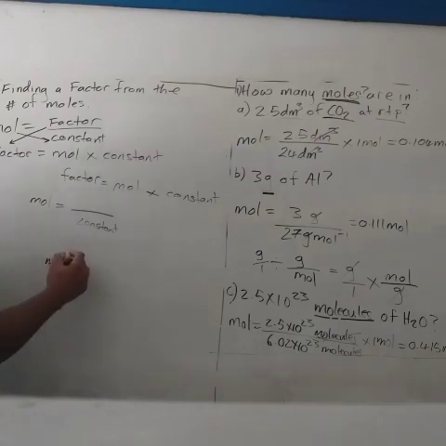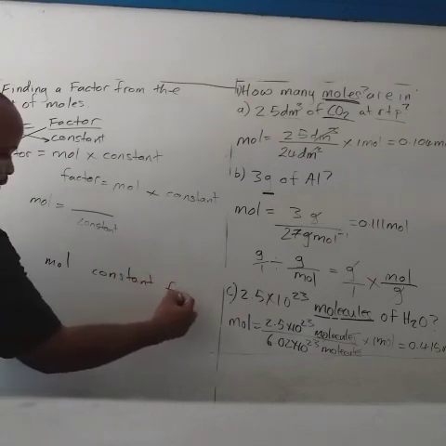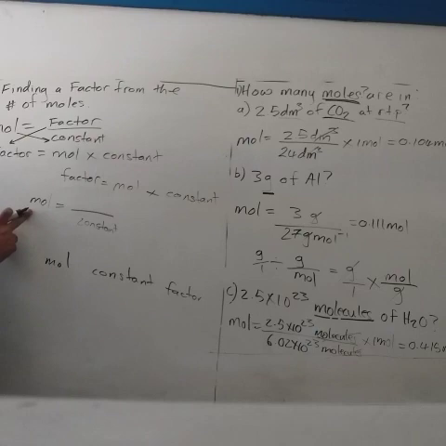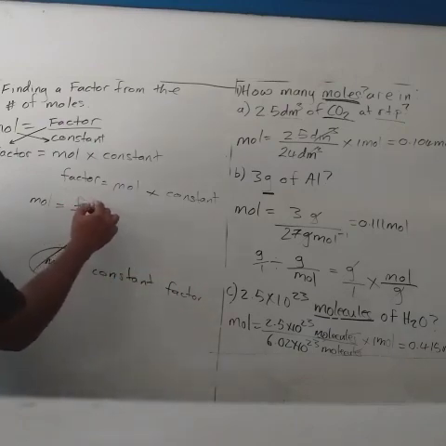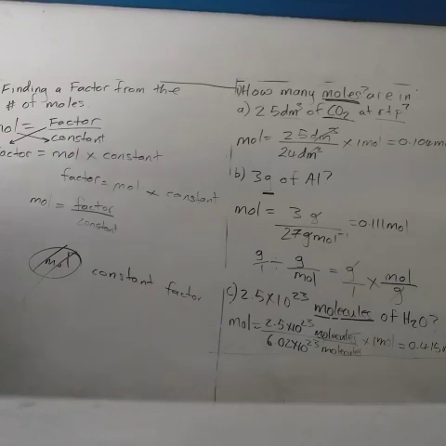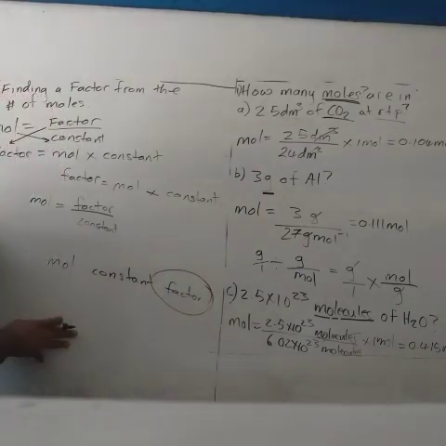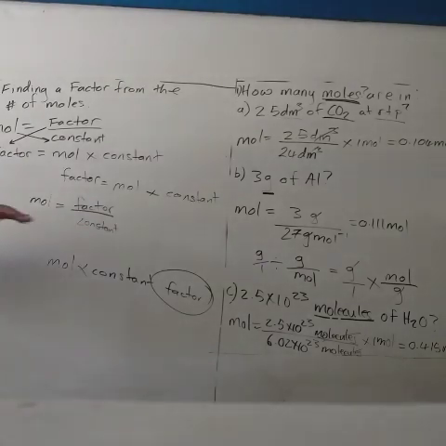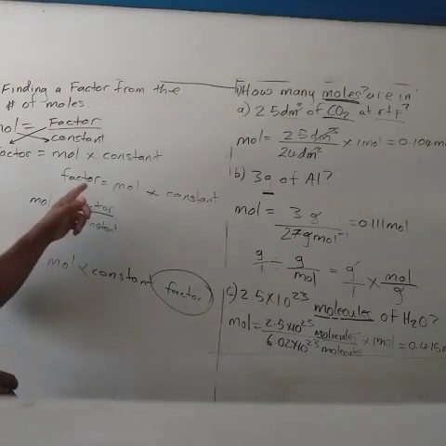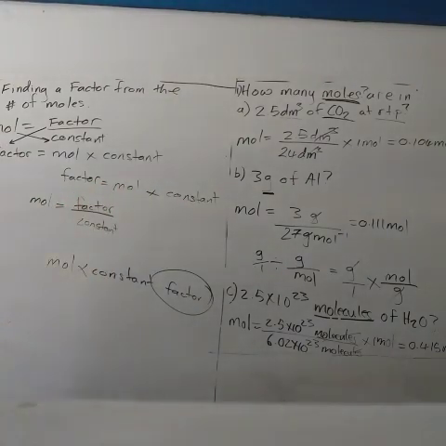So you have three things: mole, constant, and factor. If you're finding moles, the mole is out of it, right? You are left with factor and constant. You must divide factor by the constant. If you're not finding moles, if you're finding a factor, remember the only time you will divide is if you're finding moles. So now you want a factor, which means you will multiply mole by the constant.